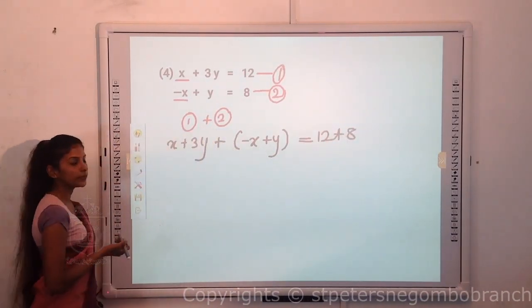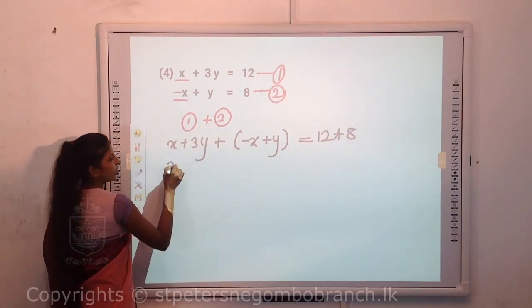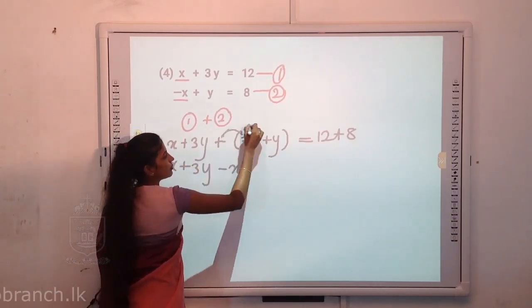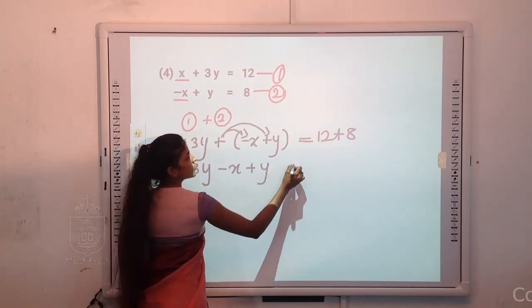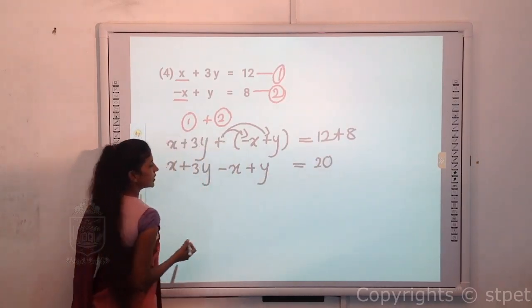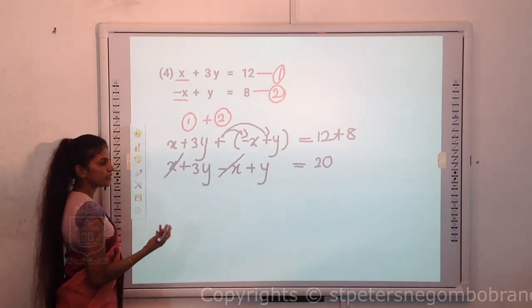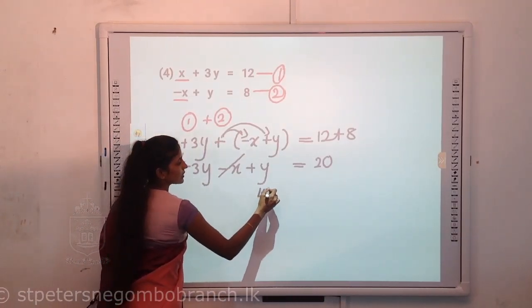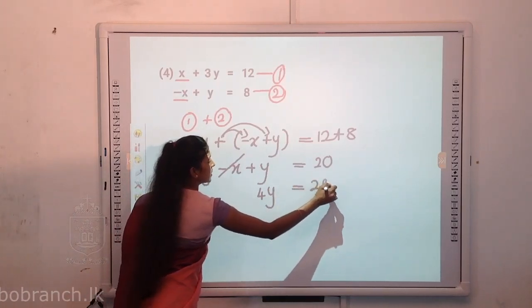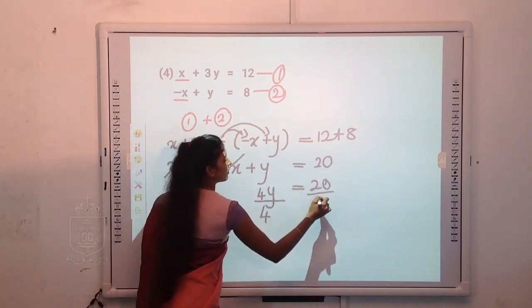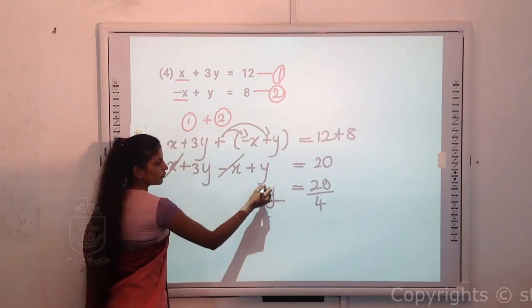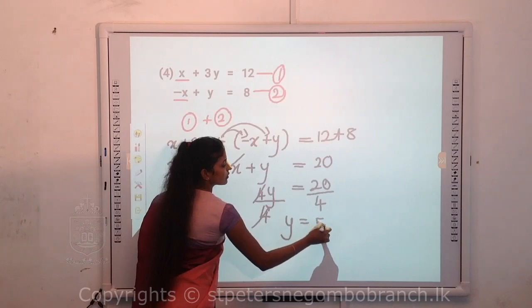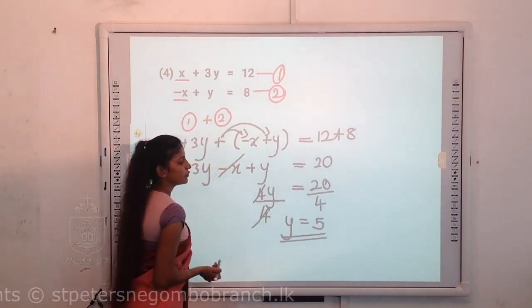So what will happen here? Now you have to remove the bracket. x plus 3y, here plus into minus, minus x, plus into plus, plus y. 12 plus 8, answer is 20. So x is cancelled. So what is remaining? 3y, 1y, then add it as 4y equals 20. Cancel 4 by removing. 4 cancels. y equals 20 divided by 4, answer is 5.